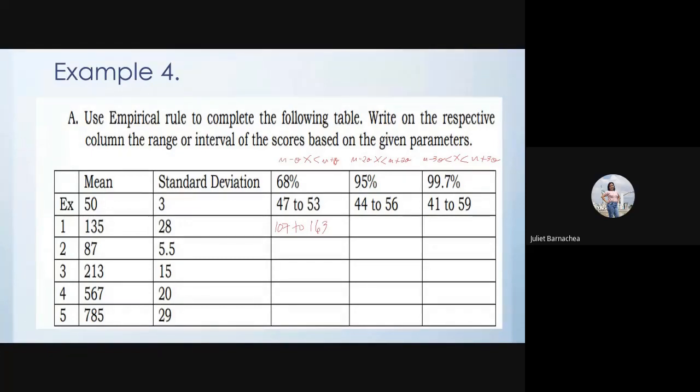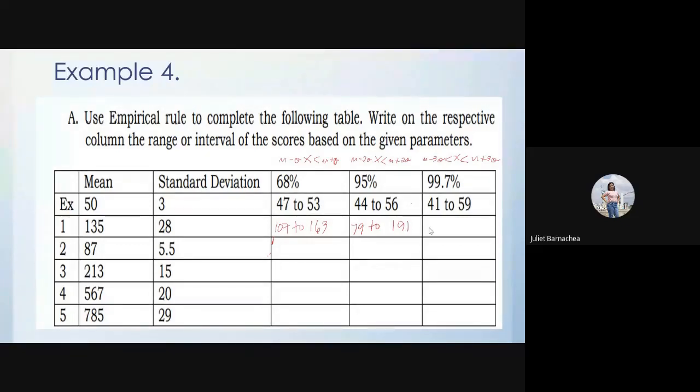Dito tayo sa 95%. 135 minus 2 times 28. Ayun, 79. 79 to, ilan yan? 135 plus 2 times 28. 191. Tama si Kalyaw pala. 191. Next, 99.7%.